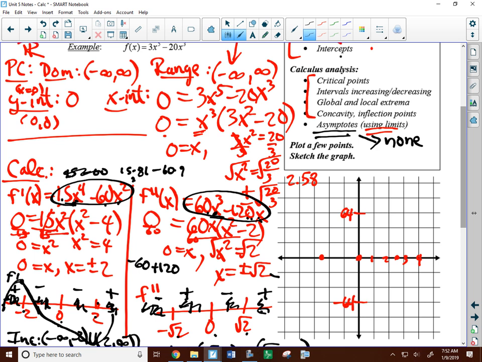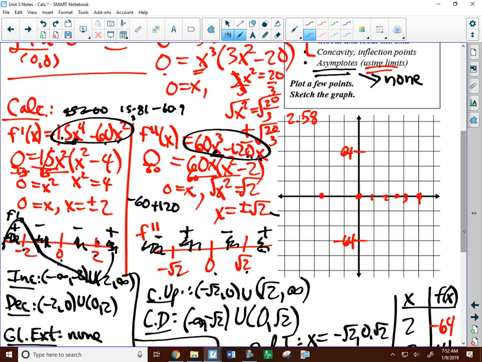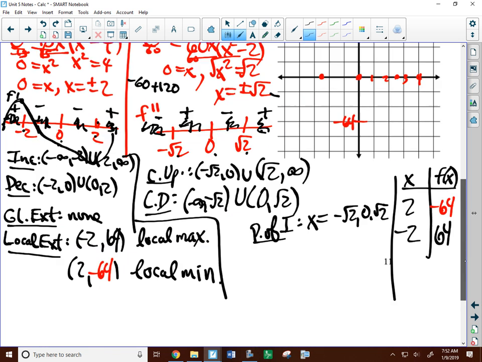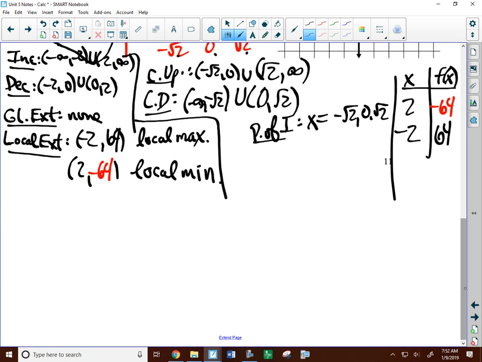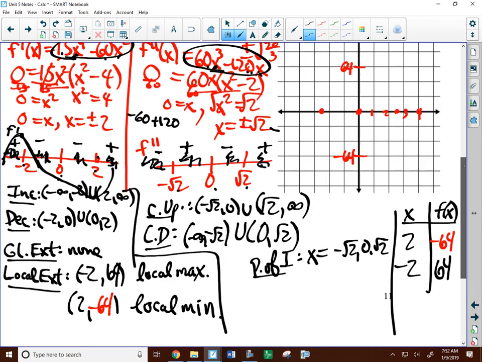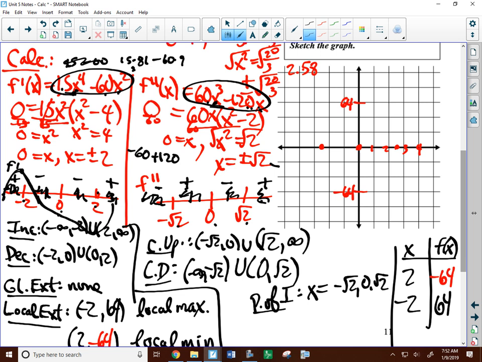Okay, well I'm going to plot a few points and sketch the graph. I've already plotted many of the ones, the y-intercept, the x-intercepts. Let's plot the local max and min. So at negative 2, 64, there's a local max. And then there was a local min at 2, negative 64.